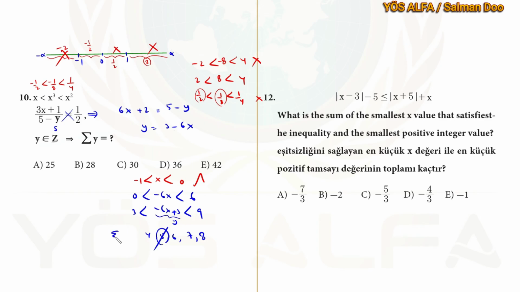So sigma y is the summation of all these. 10 and then 15. The summation makes 25. So the answer is A.